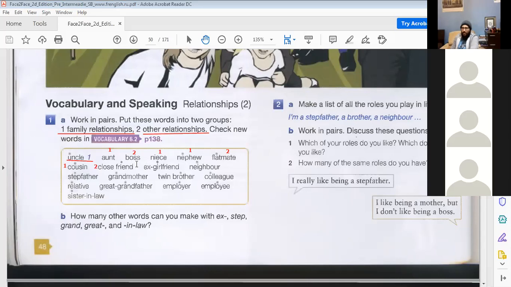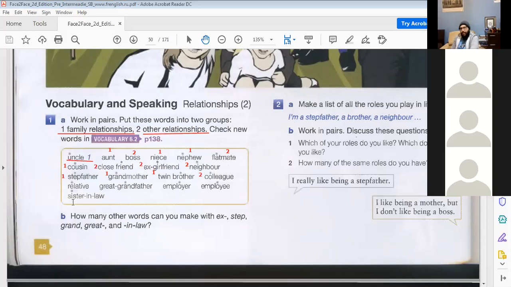Ex-girlfriend. 2. 2, I think. Neighbor. 2. Stepfather. 1. Family. Yes, family. Number 1. Grandmother. 1. Family. Right. Twin brother. 1. Okay. Colleague. 2.